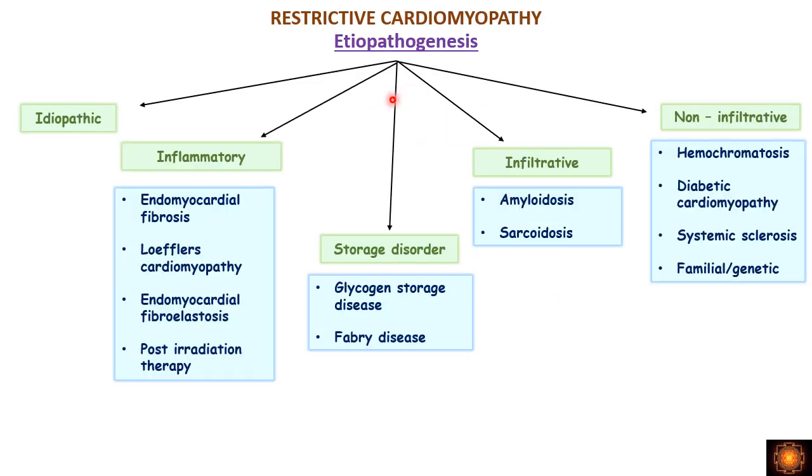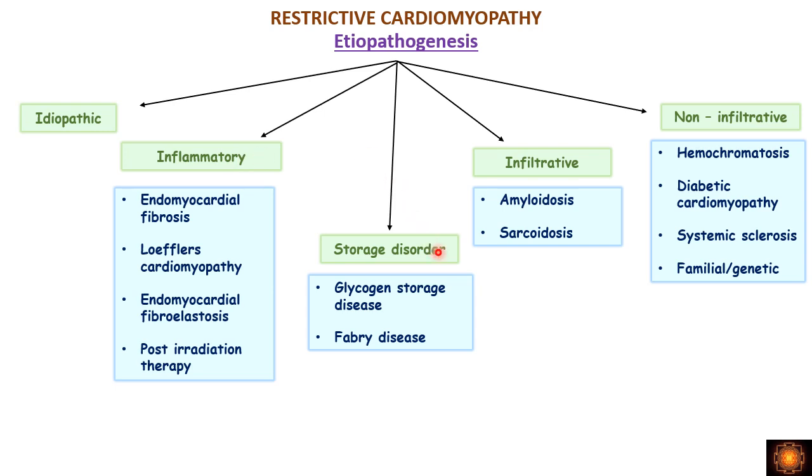Now when we see the causes, they are basically divided into idiopathic causes or inflammatory causes, where we have endomyocardial fibrosis, Löffler's cardiomyopathy, endomyocardial fibroelastosis, and post-irradiation therapy. These all come under inflammatory causes.